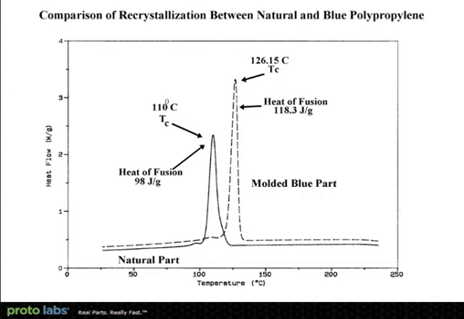Okay, so we're cooling the material from the melt, and as the material starts to solidify, we get this big spike in the trace, and that spike represents the heat release associated with crystallization. So we can actually see the material crystallizing in our instrumentation. Now you'll notice that the blue material crystallizes much earlier. And what that translates to is a much faster cycle time.